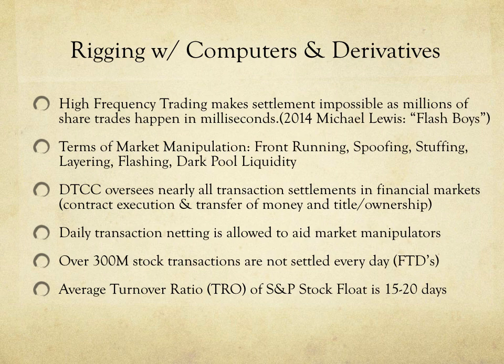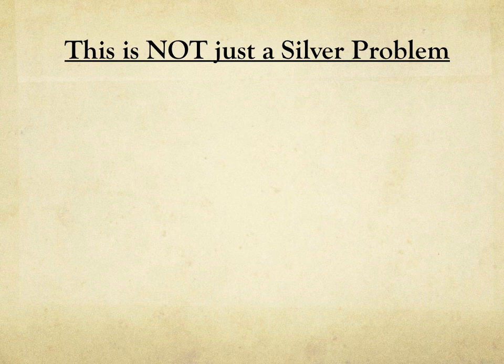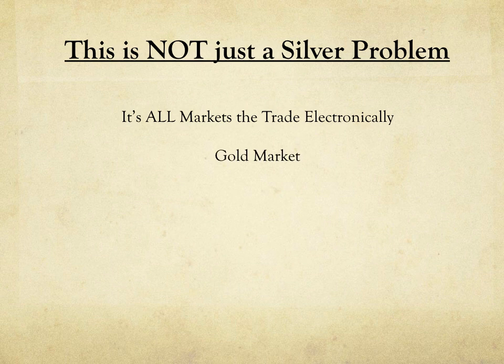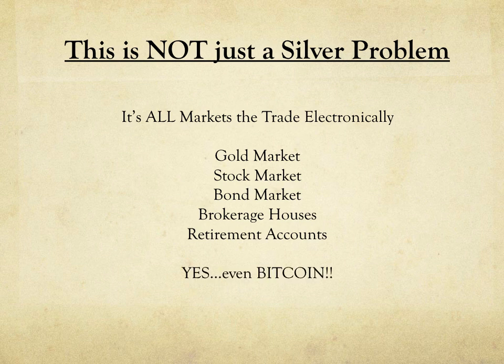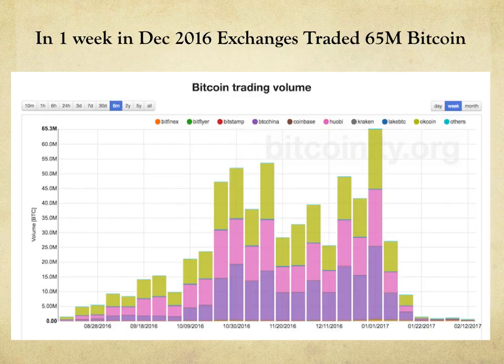How's that? And it's not just a silver problem. That is the key. It's all markets that trade electronically, including the gold market, the stock market, the bond market, brokerage houses, retirement accounts, and even Bitcoin. Our favorite Bitcoin is rigged. Dun, dun, dun. Or shall I say it was rigged.